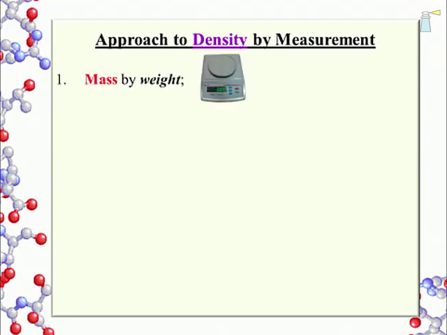Step 1. Get the mass by weighing the object on a balance. We should note here that while density is mass over volume, the mass is almost always going to be substituted for weight. Weight is mass times gravity, which is a force. So while the term mass is the correct use, weight will be the common use.